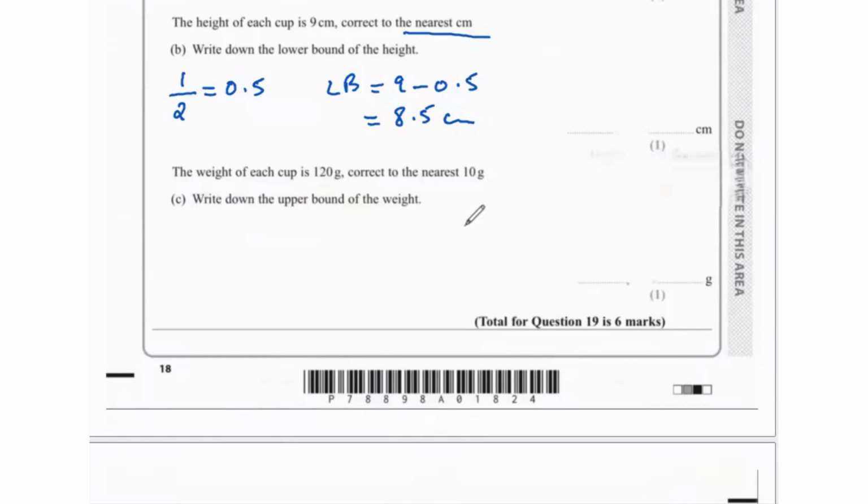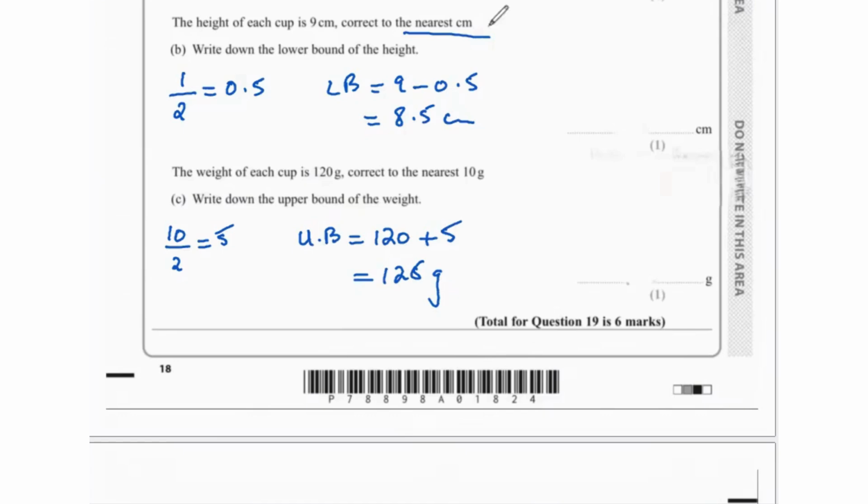Then the weight of each cup is 120 grams, correct to the nearest 10 grams. Right on the upper bound. So now it's correct to the nearest 10 grams. So we divide 10 by 2, which is 5. So upper bound would be 120 plus 5 now, which is 125 grams. So that is your upper bound.